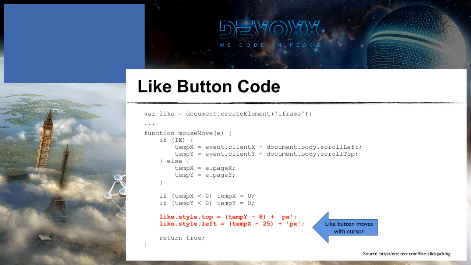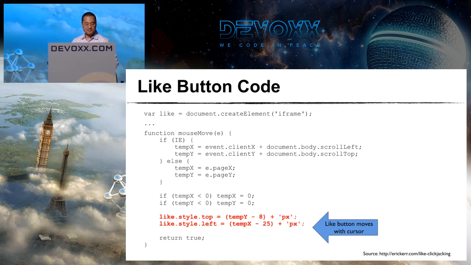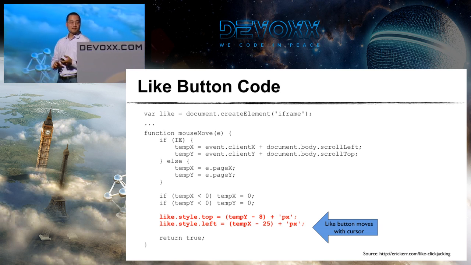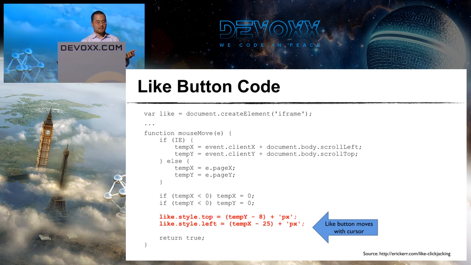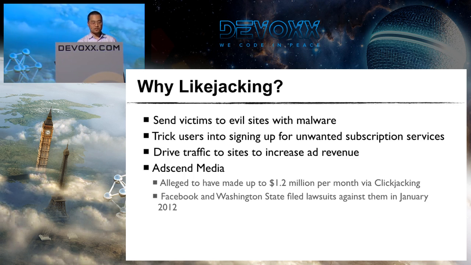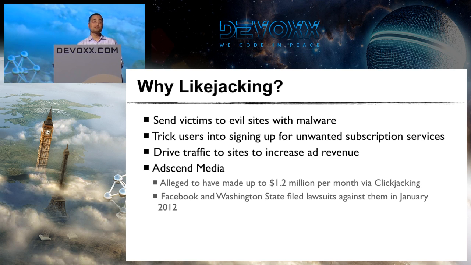Pretty clever. How does that actually work? Here is the code for it. And you can see all we're doing is basically taking the mouse move event, here represented by E, getting the X and Y coordinates for that, and then changing the coordinates here in the red for the like button itself. Right? Subtracting a little offset, but based on the X and Y coordinates of the mouse move event, changing the position of the like button itself.